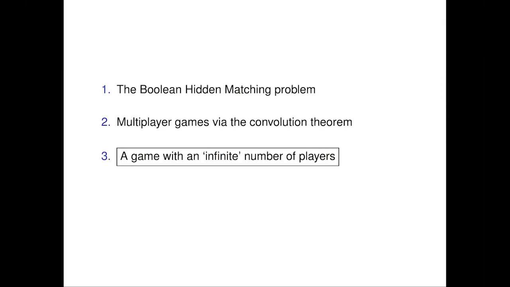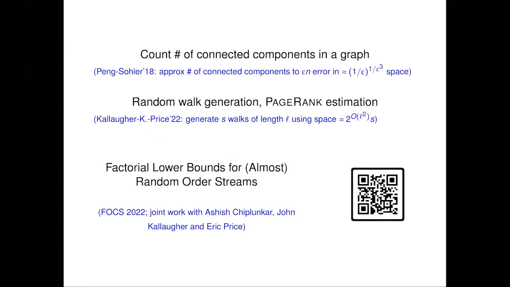Good. I will talk about some of our recent work that takes a different approach to using Fourier analysis for streaming lower bounds, and in particular, here we show how to analyze a game with an effectively infinite number of players. So this is a different approach to using the convolution theorem. And here, the problems that I will care about are as follows.